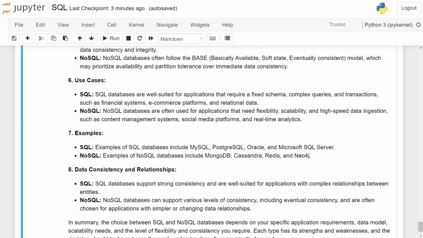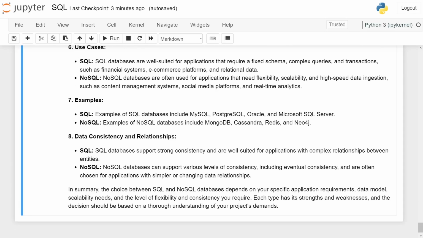Use cases. SQL databases are well suited for applications that require a fixed schema, complex queries, and transactions, such as financial systems, e-commerce platforms, and relational data. NoSQL databases are often used in applications that need flexibility, scalability, and high-speed data ingestion, such as content management systems, social media platforms, and real-time analytics.